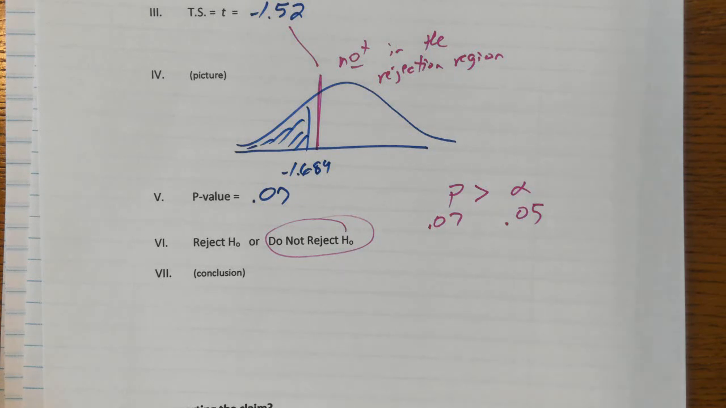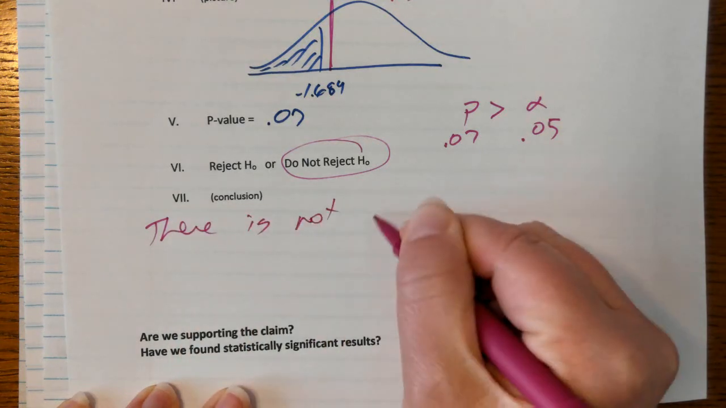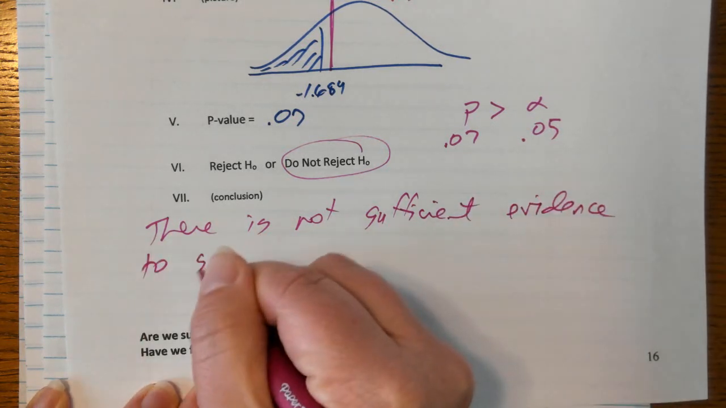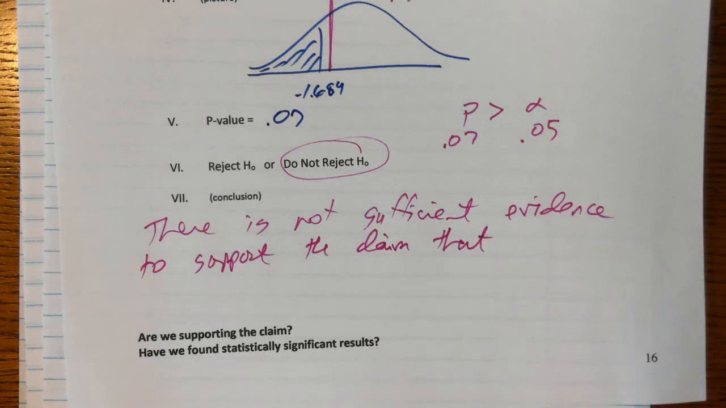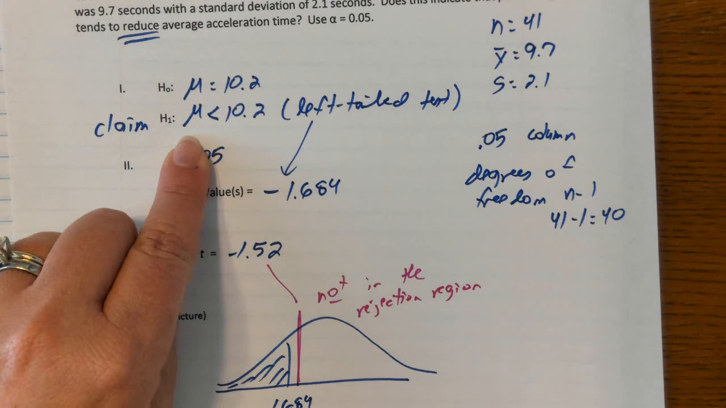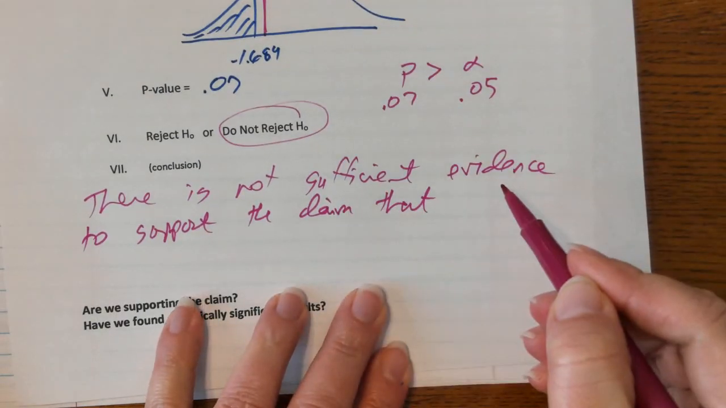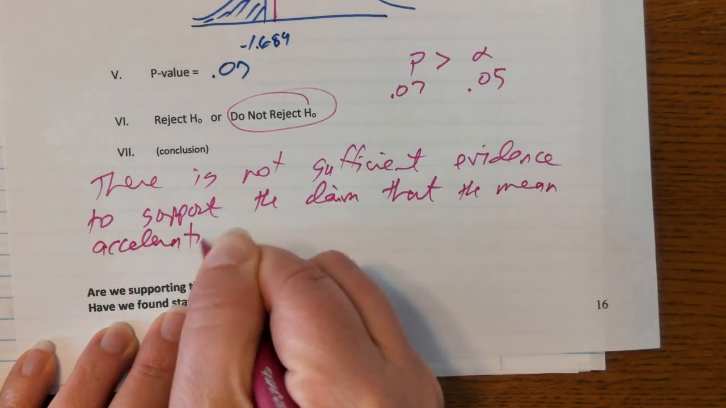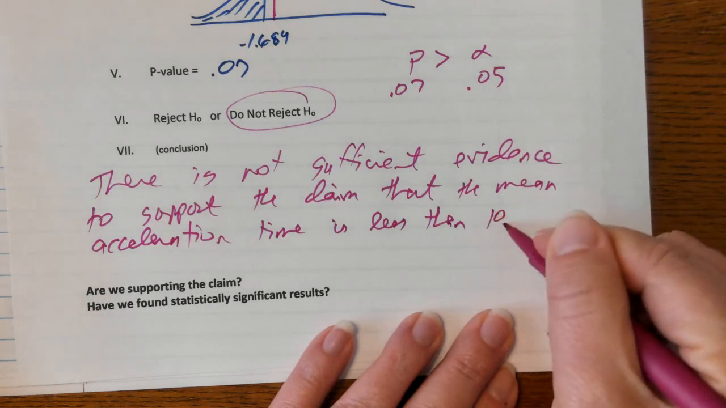Sentence always starts the same. There either is sufficient evidence to support the claim or there is not sufficient evidence to support the claim. Since I circled the word not, I'm going to write the word not. There is not sufficient evidence to support the claim that what? And now we've got to go back up to what our claim was so we can fill that in. Our claim was that the mean acceleration time would be less than 10.2 seconds. So there is not sufficient evidence to support the claim that the mean acceleration time is less than 10.2 seconds.